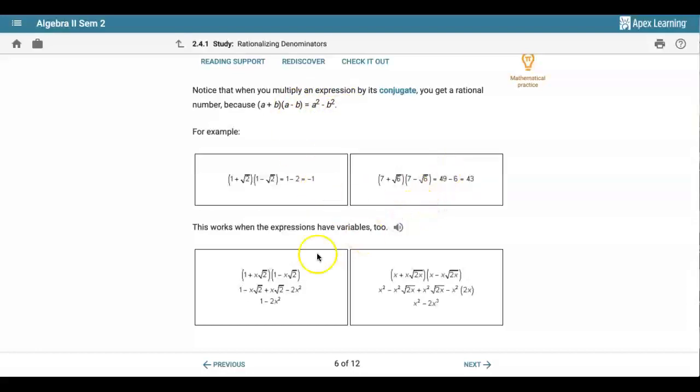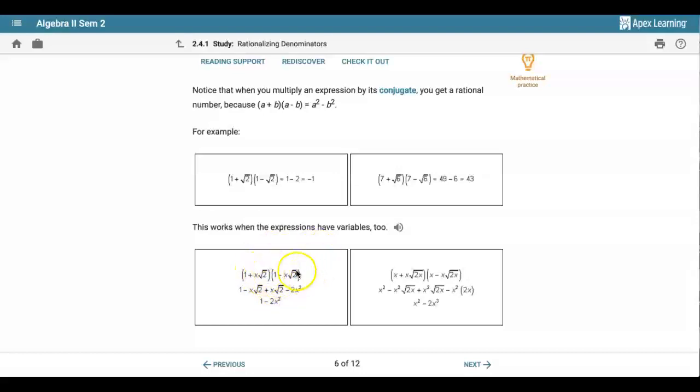All right, and again, a lot of these are good examples here. But with any of these, if I look at maybe this one down here for my variables, I've got 1 times 1, 1. I've got 1 times negative x root 2. Okay, and then I've got 1 times the positive values. That gives me this plus here.